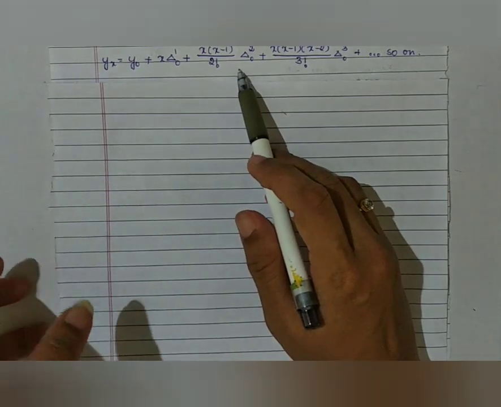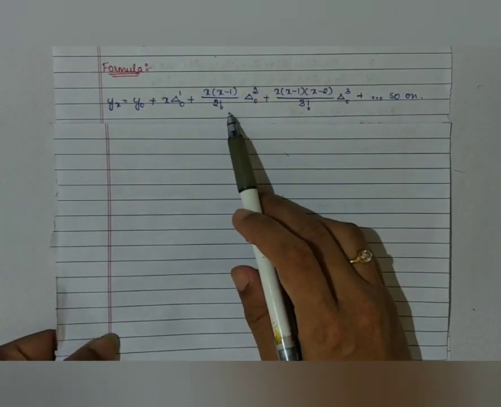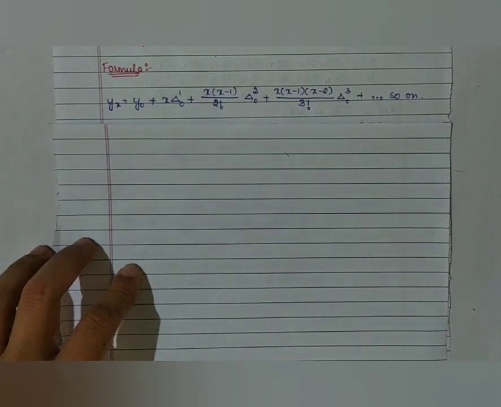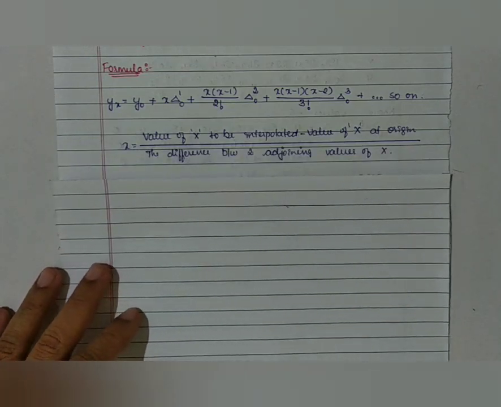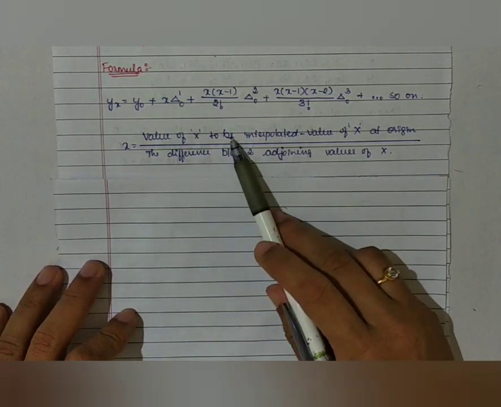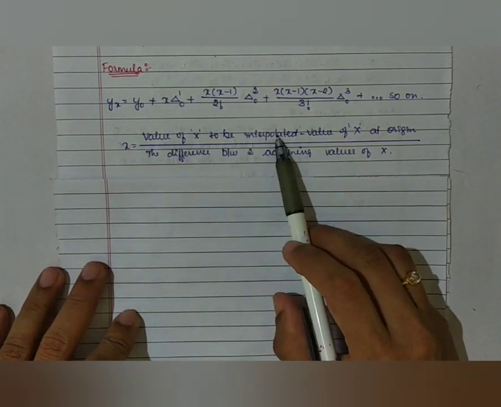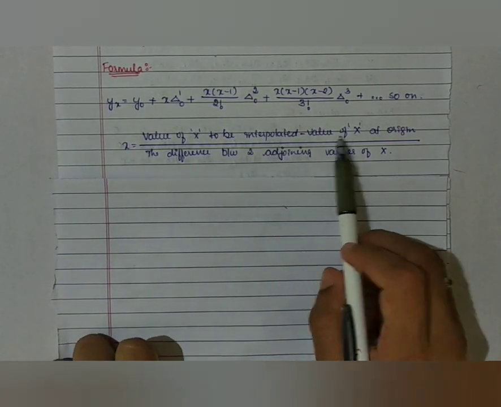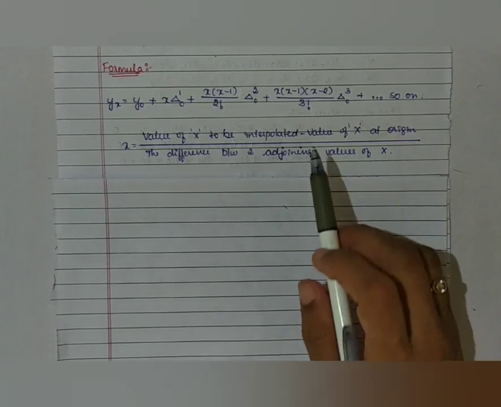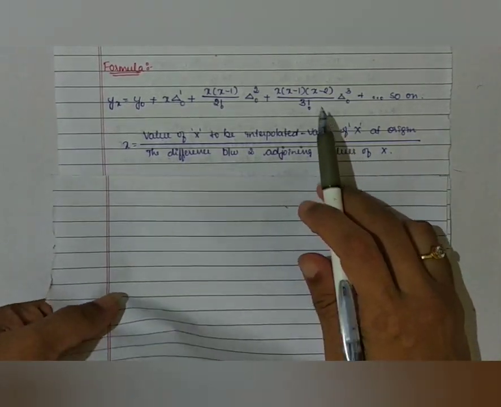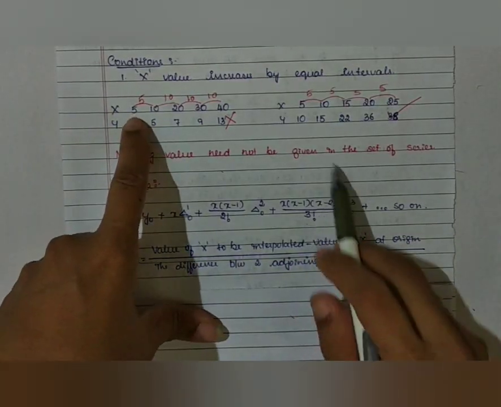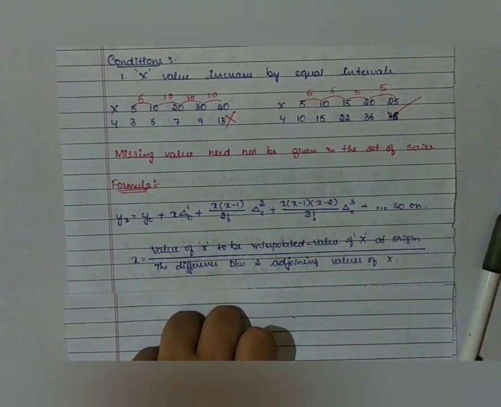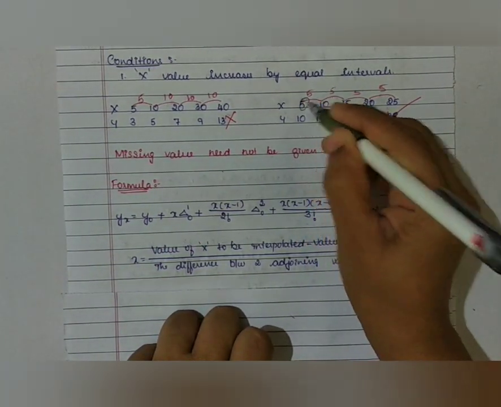So here x is given. So how to calculate the value of x now? For that another formula is there, that is, x is equal to the value of x to be interpolated, to be found out, minus the value of x at origin, that is the first value. At origin means the first value. What is the value of x at the origin?